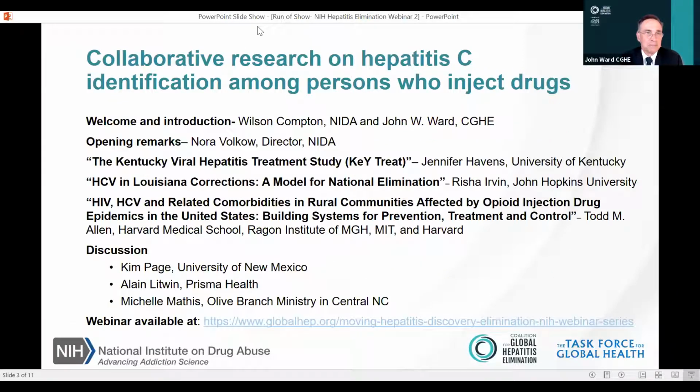So today we're going to be looking at collaborative research on hepatitis C detection and treatment among persons who inject drugs. This is a critical population that's in great need of prevention, testing, and treatment, and so it's a critical area for us to eliminate hepatitis C in the United States. The agenda is outlined here.